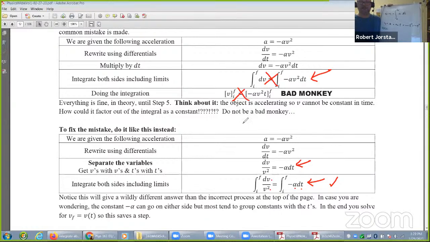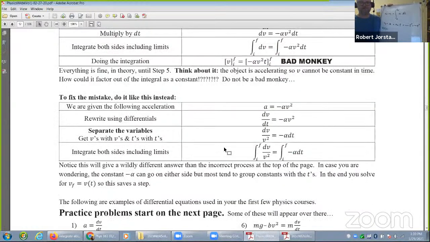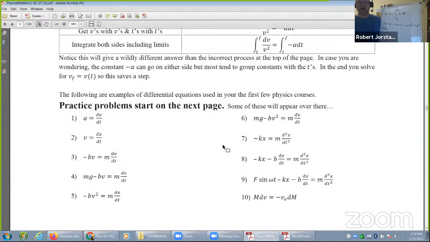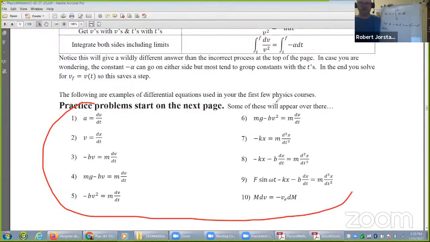If you're curious about this stuff, these are some of the common differential equations that appear in a physics class or the first 3 physics classes. So believe it or not, all of these differential equations show up in your first few physics classes. Not all of them can be solved with this separation of variables technique, but a lot of them can. Well, yeah, let's leave it at that.